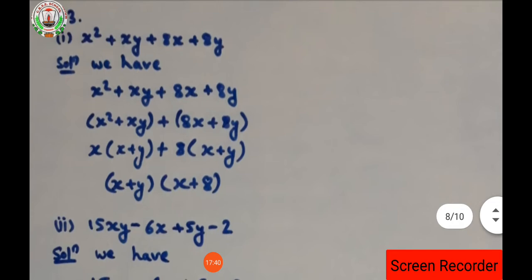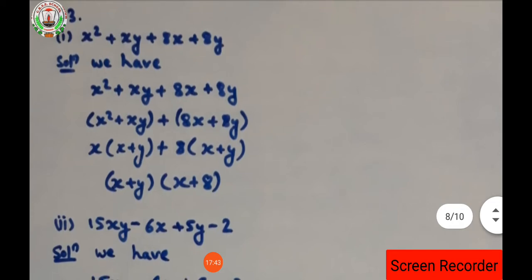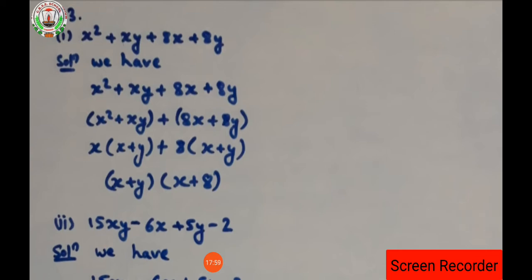Now question number 3. In question number 3, it is again said to factorize, isn't it? In question number 3, we have to do the factorization, but not in the form of a simple common. Yes, we have to take the common factors. Okay. So what is the question here? x square plus xy plus 8x plus 8y, isn't it?